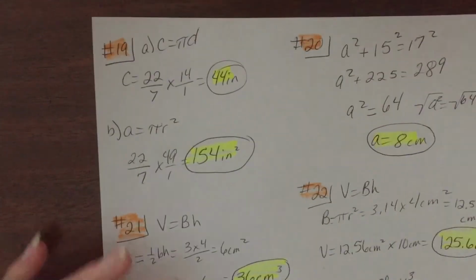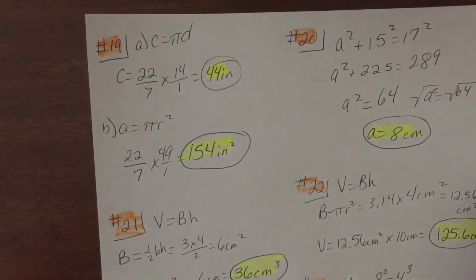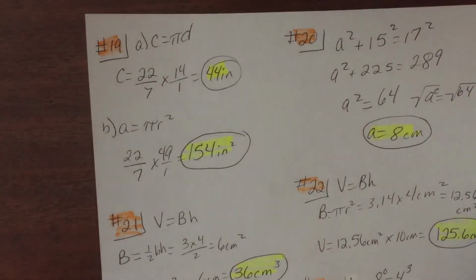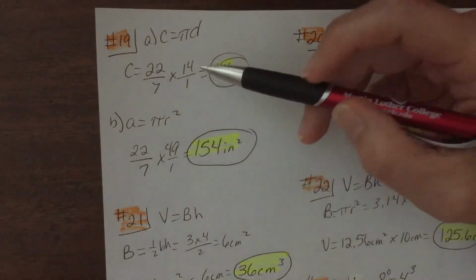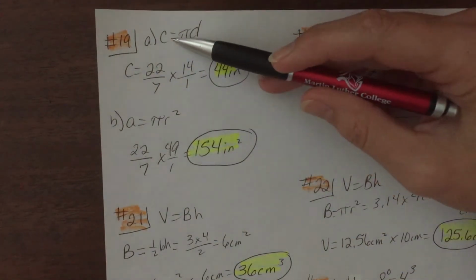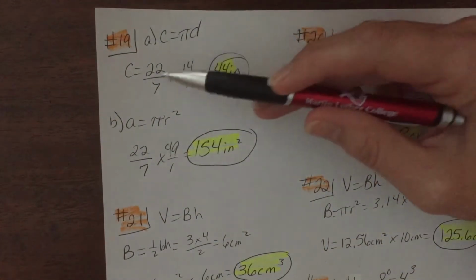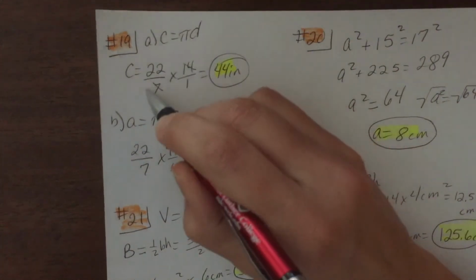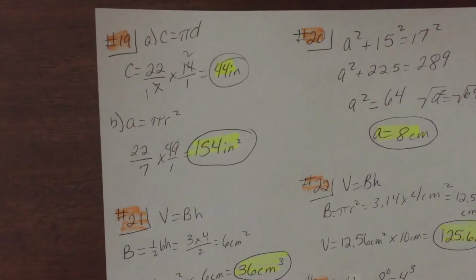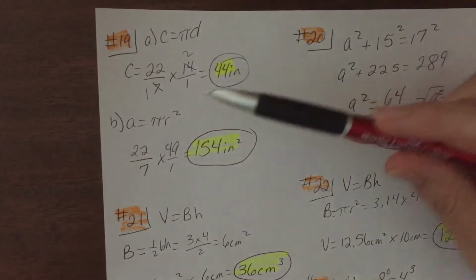Number 19. Find the circumference and the area of a circle with a radius of 7 inches. And they tell us to use 22/7 for pi. Okay, so if the radius is 7, then to find the circumference, I double it for the diameter. 22/7 times 14/1. The 7 and the 14 reduce. That's a 1, that's a 2. 22 times 2, 44 inches.